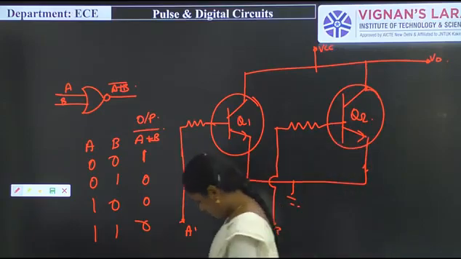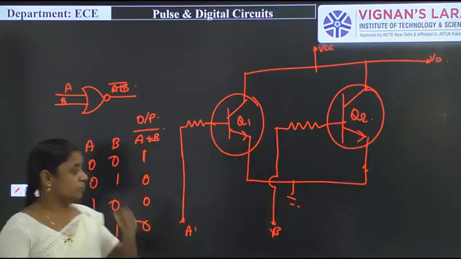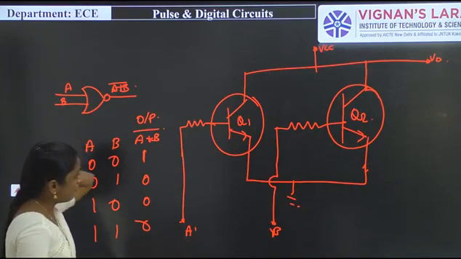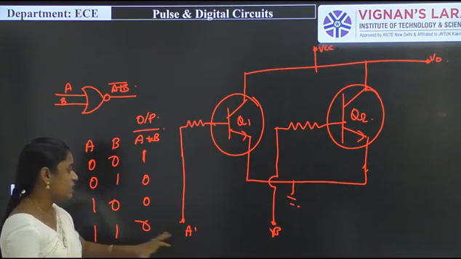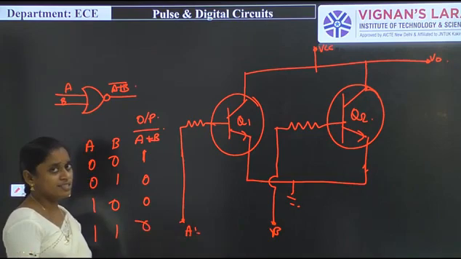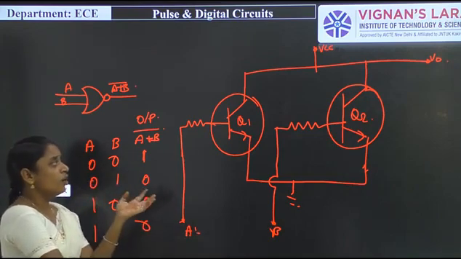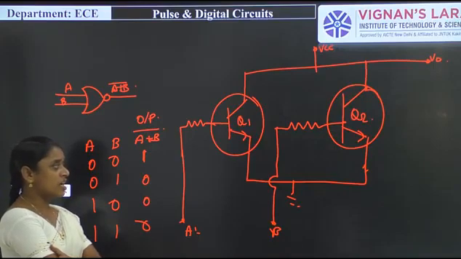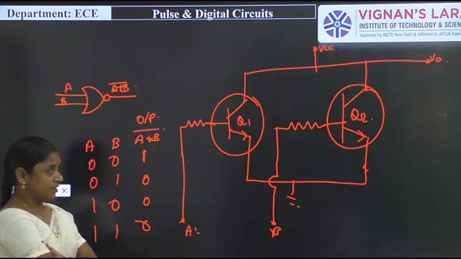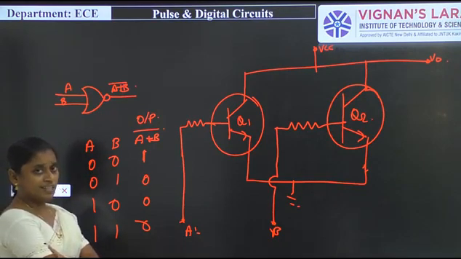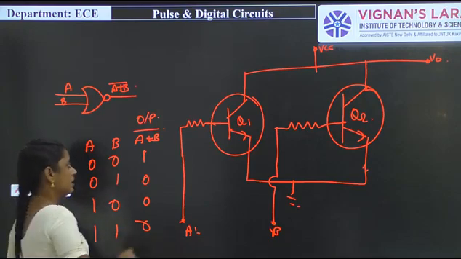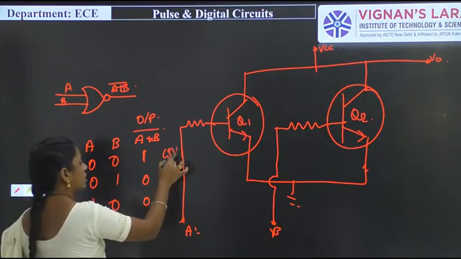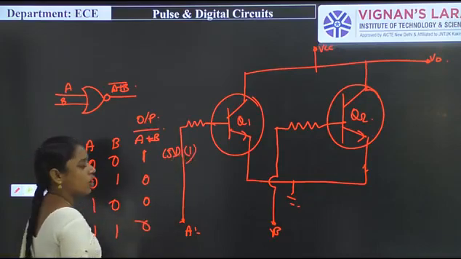So this is also a positive logic. When both the inputs are 0 volts and 0 volts, what happens? What is the condition of transistors Q1 and Q2? Both the transistors are in off condition. When both the transistors are off, there is no path for the VCC signal to reach the ground side. That's why V0 will be 5 volts, which is represented with logic 1.